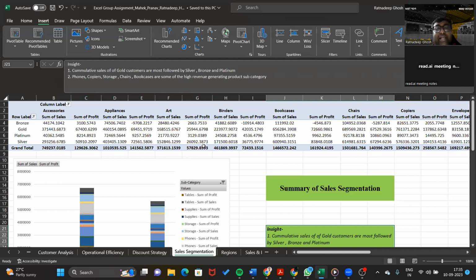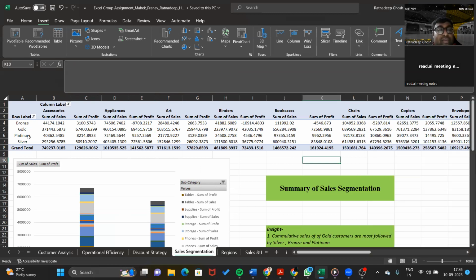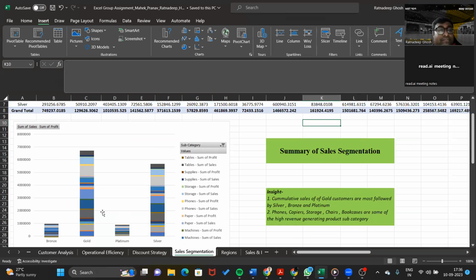Now, next I go to the sales segmentation, in which, to get the sales segmentation, obviously, I made another pivot table in which I took the subcategory of sales as well as the profit and the customers who were buying it. According to that, we made a list out of that, as you can see, out of which we plotted this graph, the insights of which I have mentioned here.